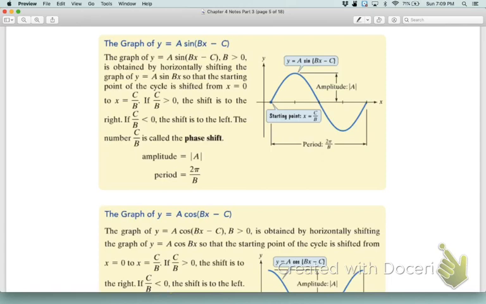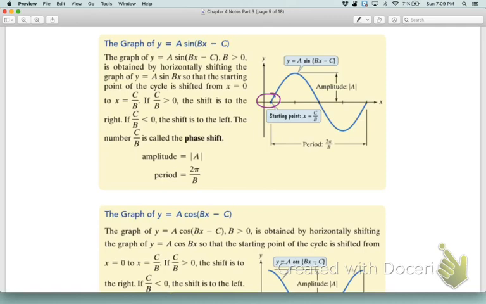We're going to add in the value of C today, which helps us to determine the phase shift. So in every example that we looked at before, the graph started at the origin at 0. What we're going to be looking at today is that the value of C is going to shift the graph over either to the right or to the left.